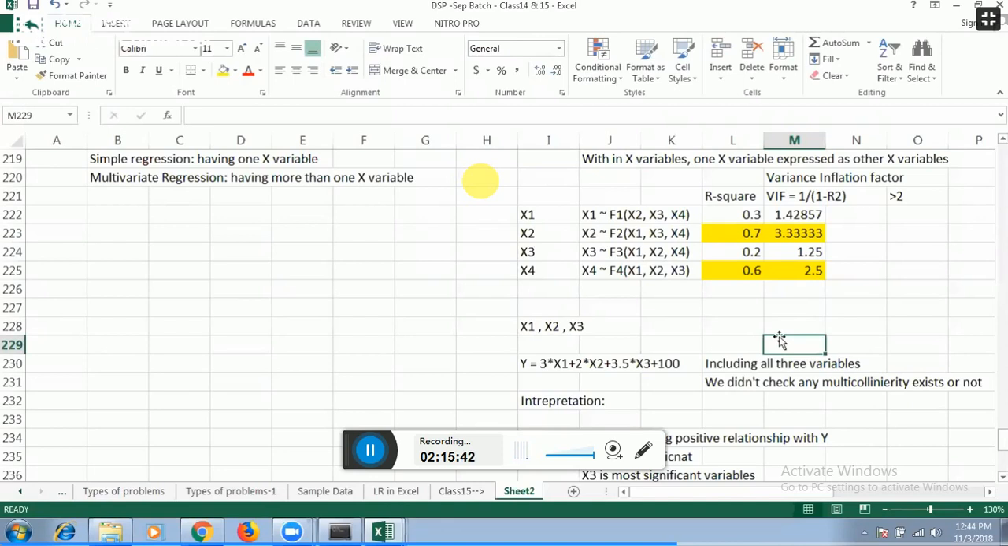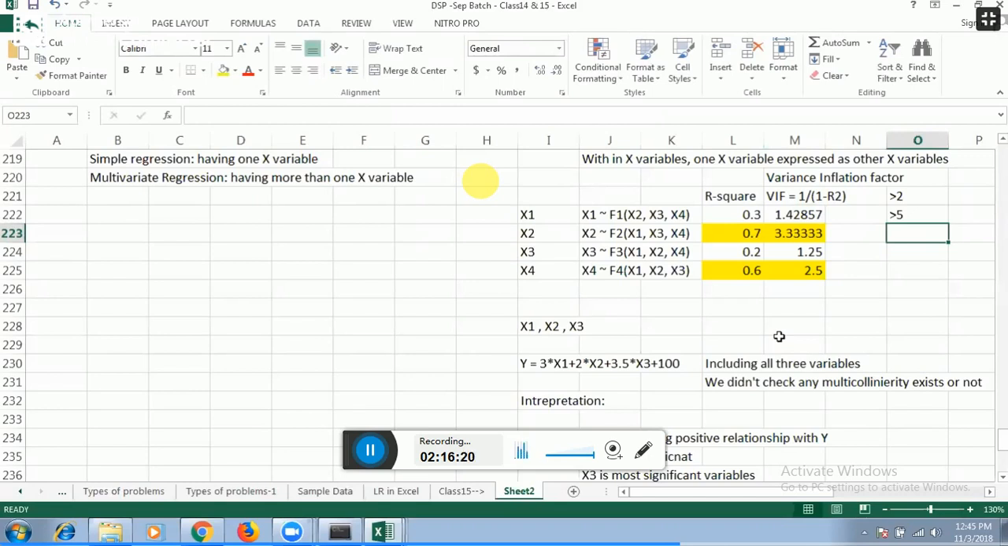But what does the concept of VIF mean? One variable you are expressing with other variables, and you are looking at the R square corresponding to that relationship. If the R square is high, your VIF is high. If VIF is high, you can say that multicollinearity exists. What is the cutoff? 2 is the cutoff. But some companies, some people will take a cutoff of 5 also. Don't get confused around that. A typical cutoff generally is 2, but if you want to relax it, you can take up to 5.